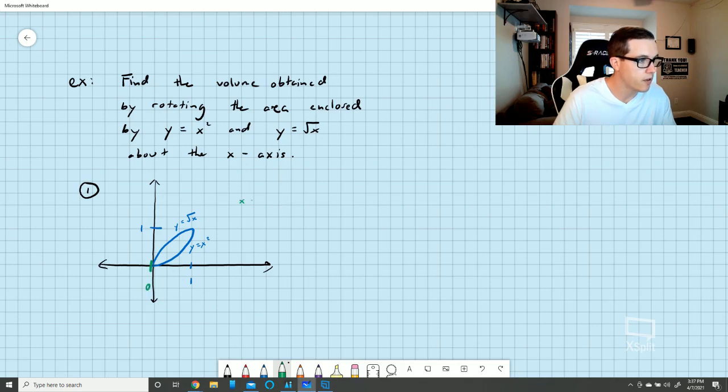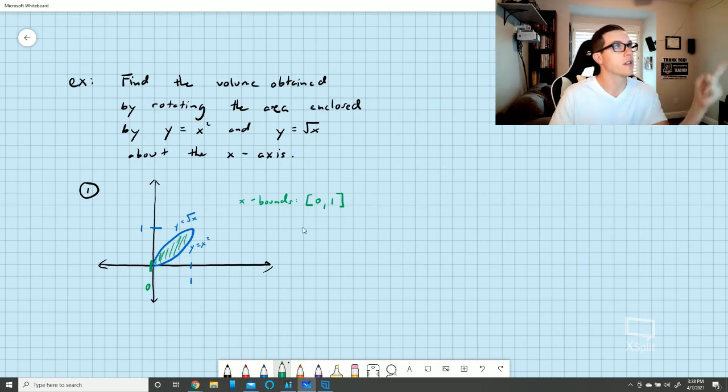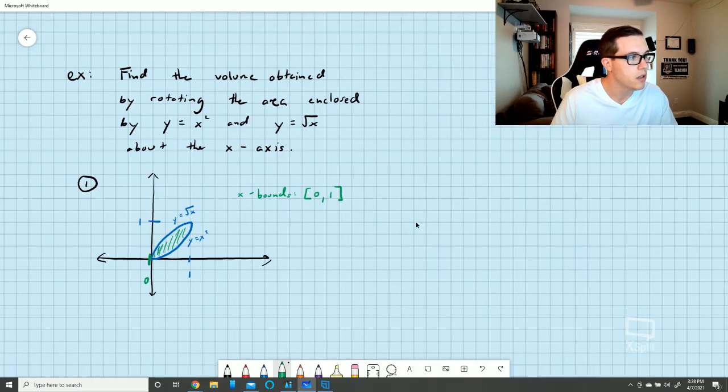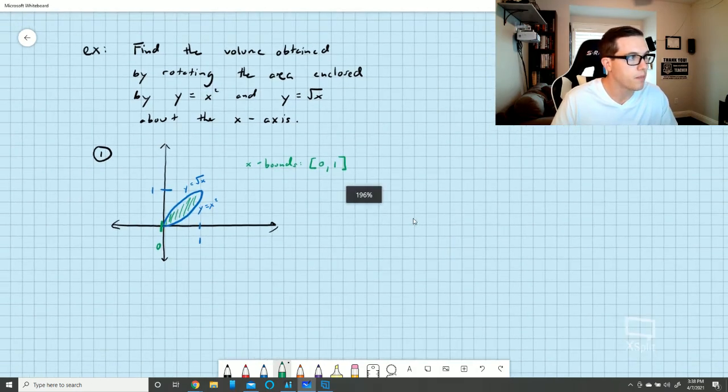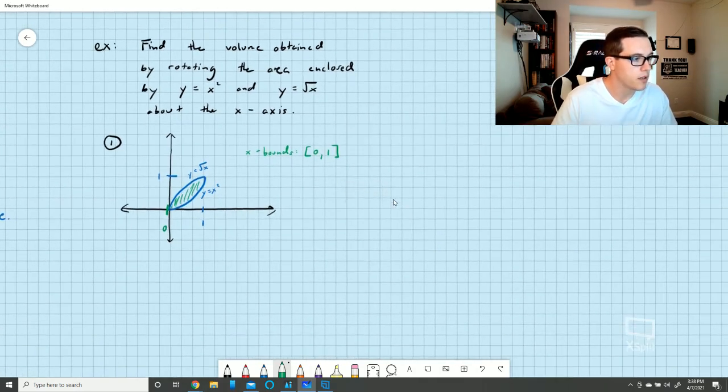The x bounds are from 0 to 1. All right, we have our bounds, we have our graph. Let's get a little shaded area going. Cool. Next lesson, we're going to rotate vertically. This one we're rotating horizontally. You could probably guess you're going to get the same answer both ways because it's symmetrical, but that's something we'll do next time. All right, so that's step one. Step two was that important question.